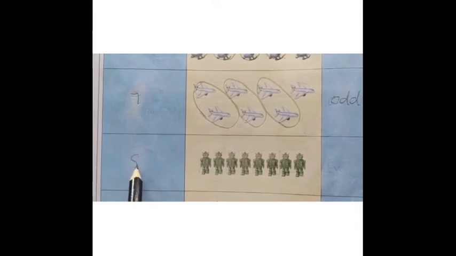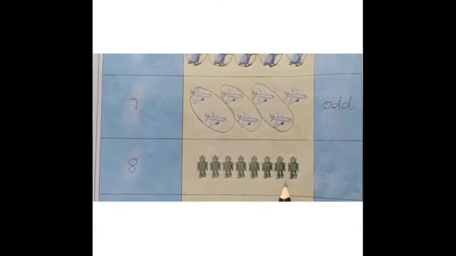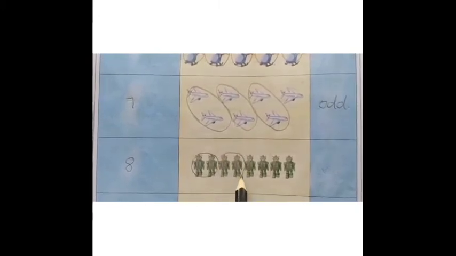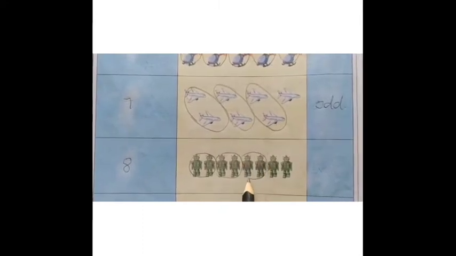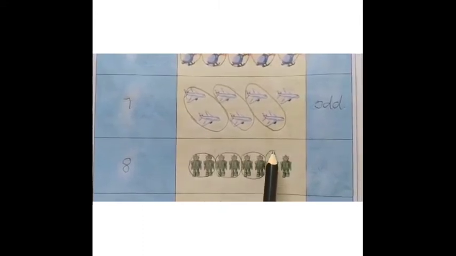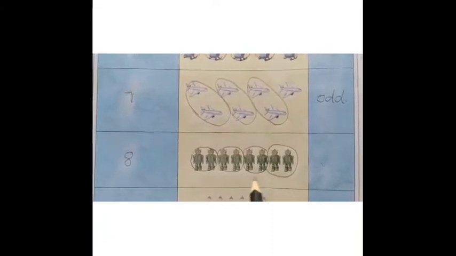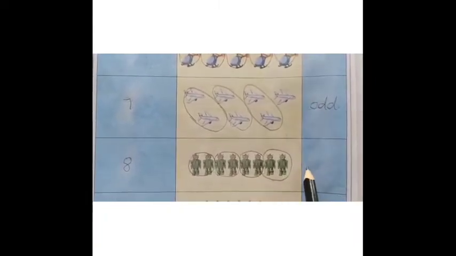Next, the number of robots are 8. So, the number of objects are 8. Now, let us arrange the objects into pairs. 1, 2, 3, 4, 5, 6, 7, 8. The pair is complete. So, 8 is an even number.